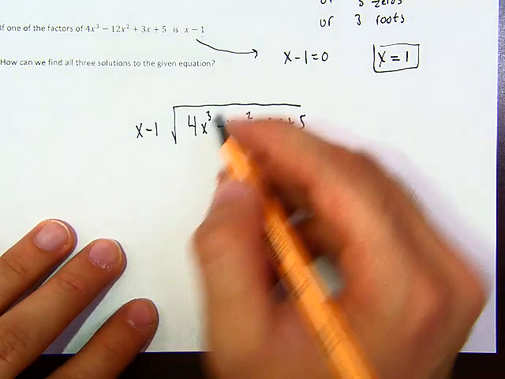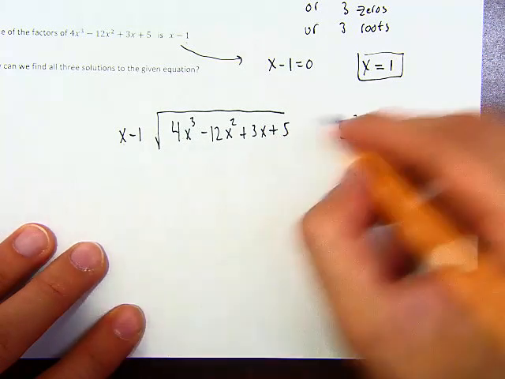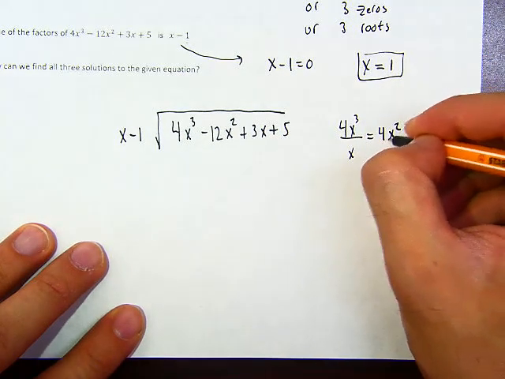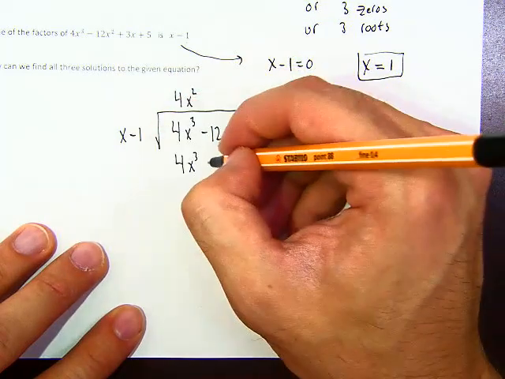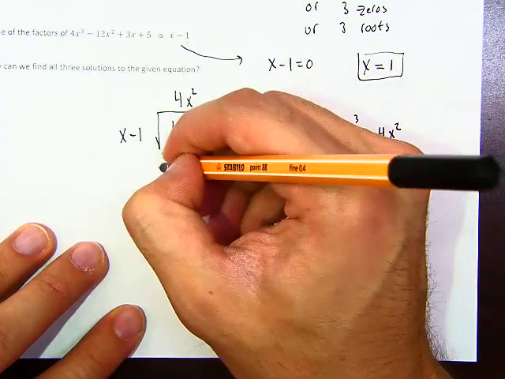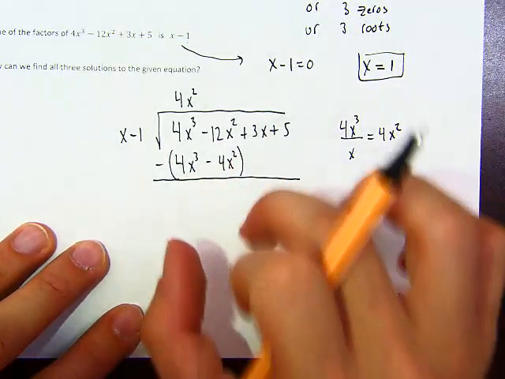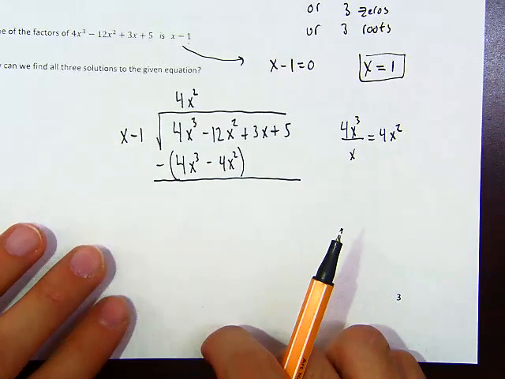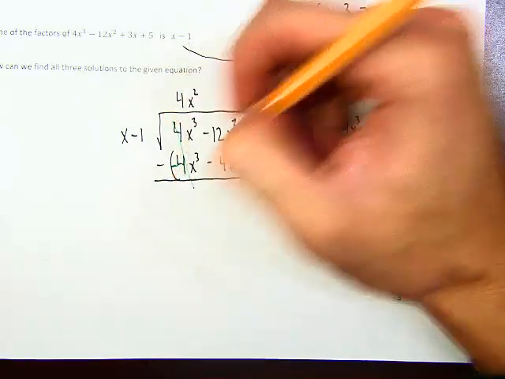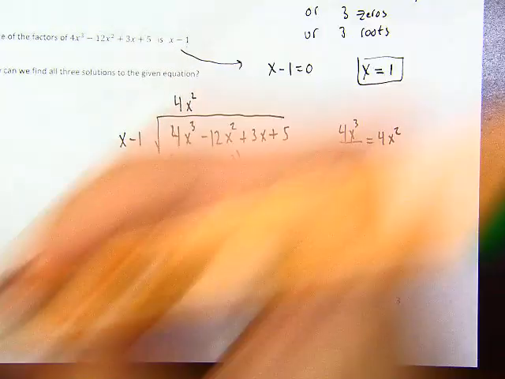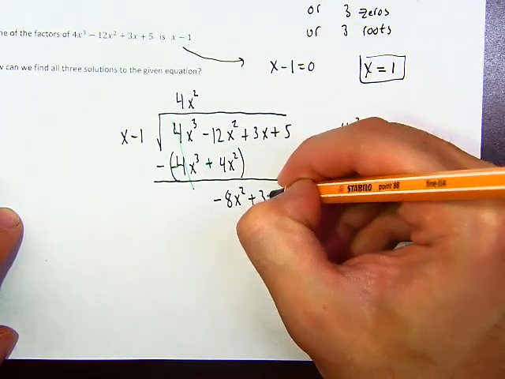How many times does x go into 4x cubed? You take this on the top, this on the bottom, and it's 4x squared. So 4x squared goes here. Multiply, and this becomes 4x cubed minus 4x squared. If you feel like you haven't done this in a while, don't just watch me do it. Try it by yourself, pause the video, and take your time. So then what's the next move? Remember, you distribute the negative, so this cancels, and this becomes positive. So what's negative 12 plus 4? That's negative 8x squared plus 3x plus 5.